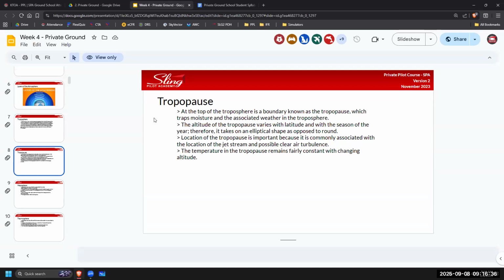And then the temperature in the tropopause remains fairly constant, even with changing altitude, which is different than the troposphere that we just talked about. Because the troposphere, as we increase in altitude, decreases by what? 2 degrees Celsius. Thank you. And what is that called? Lapse rate. Thank you. Okay, we know what we're talking about. Let's move on.